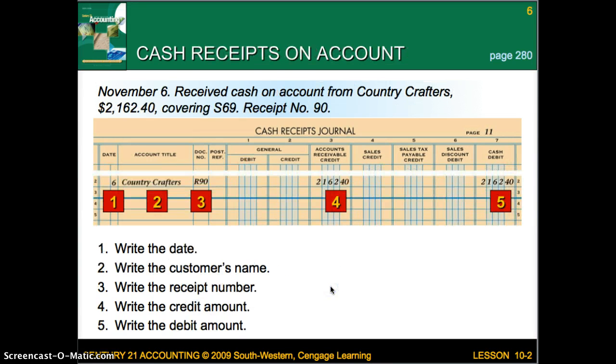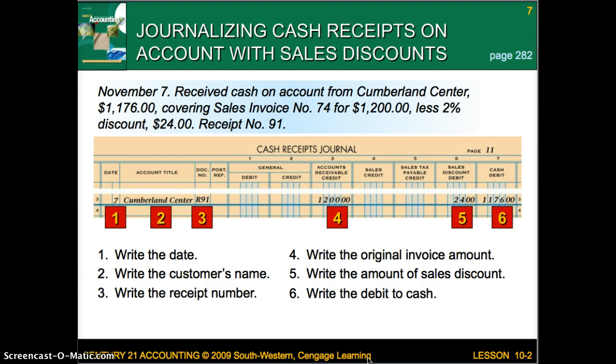On November 6th, we received cash on account from Country Crafters, $2,162.40, covering sale invoice 69, receipt number 90. Write the date, write the customer name, the doc number, our accounts receivable credit, and our cash debit. So this is when we've received cash from someone covering an invoice. We don't have any of these other things in that specific transaction.